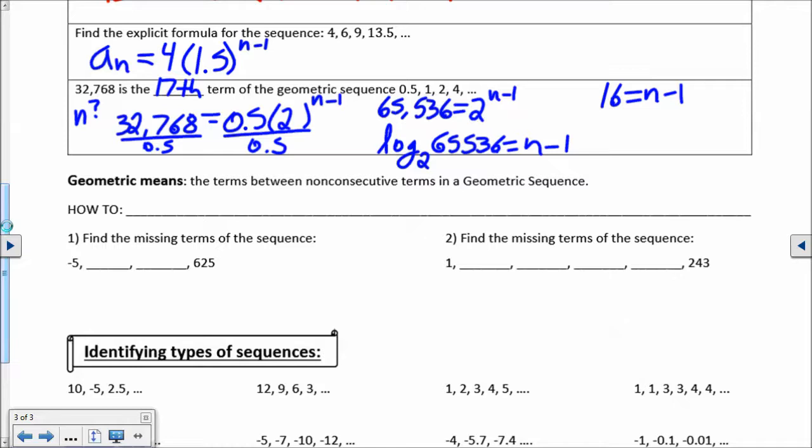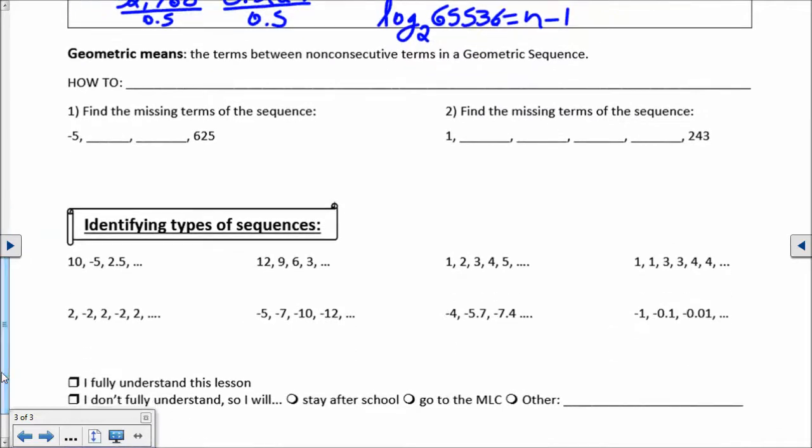Okay? We're going to finish with 2 things here. We're going to use the geometric mean idea, same way as we did before, and then we're going to practice identifying what type of sequence we have just by looking at the numbers. That's something you're going to need on the homework and the test. So geometric mean, same thing as before.